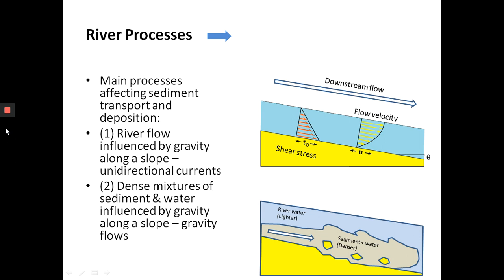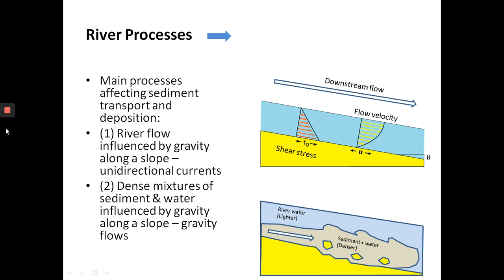In the previous lecture, we looked in detail at how sediment is transported and deposited in alluvial depositional environments, river environments, and their expression in terms of bedforms and facies. So the main processes affecting sediment transport and deposition in rivers: you have unidirectional currents, which are caused by the effect of gravity along a slope, resulting in bedforms such as plain beds, unidirectional current ripples, and so on.